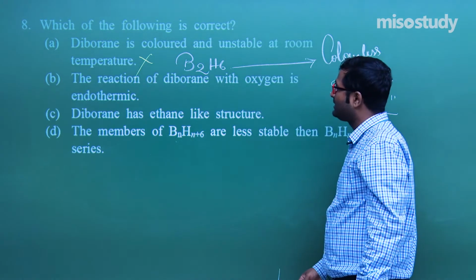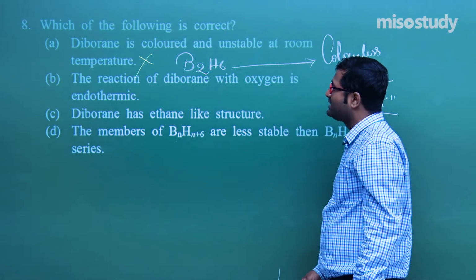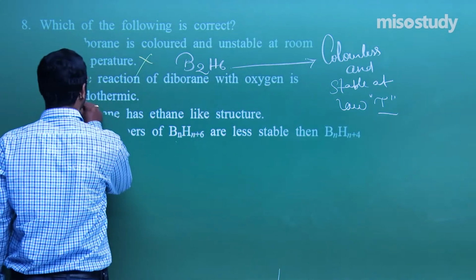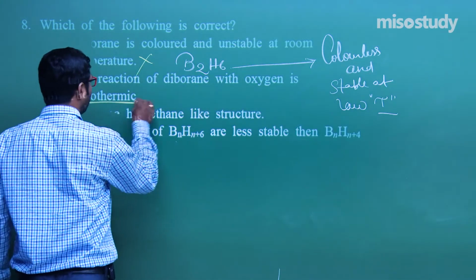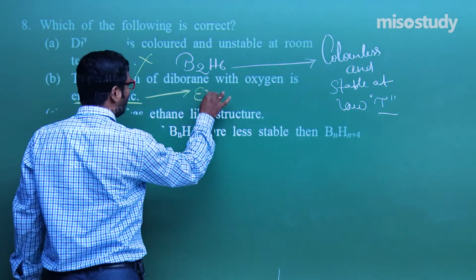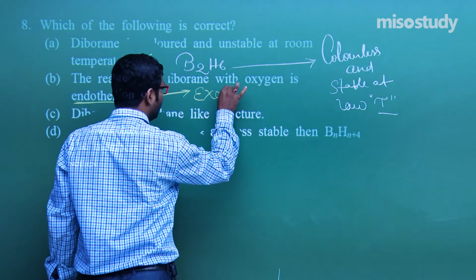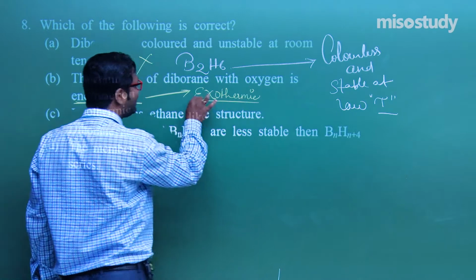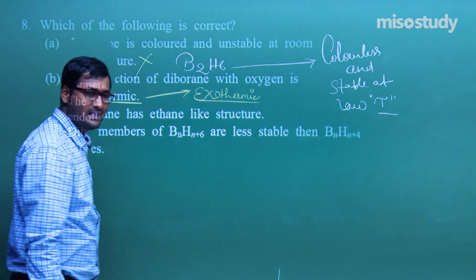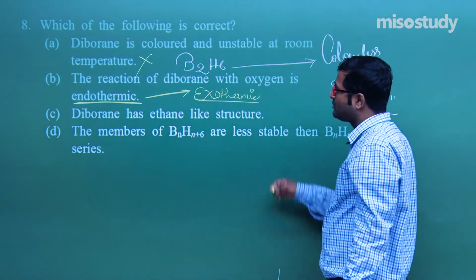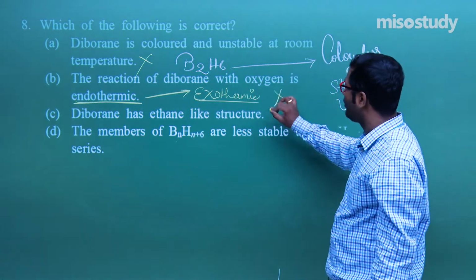The reaction of diboron with oxygen is exothermic. As I discussed, the reaction of diboron with oxygen is not endothermic, it is exothermic in nature. There is a release of energy. Clear? So the B option is also not correct.